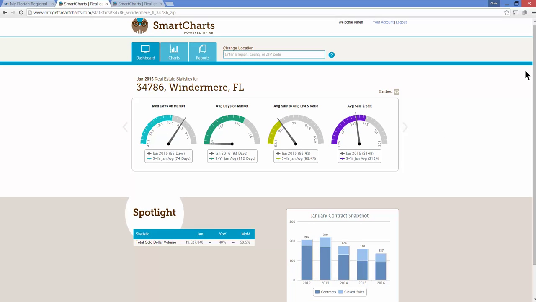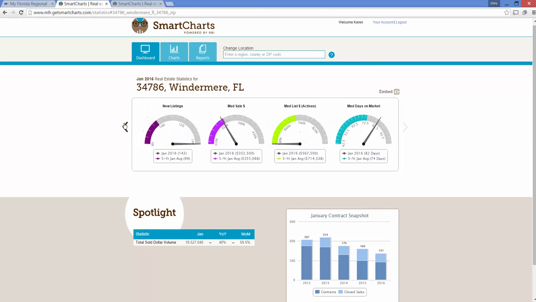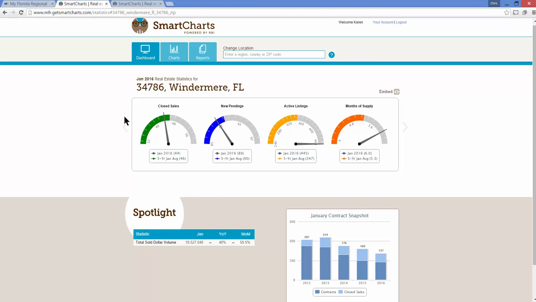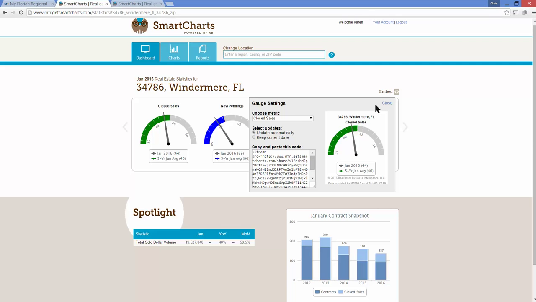Then a really nice feature, I look at these gauges, and this is nice. This pretty much can answer my question for many markets, for many zip codes. Well, hey, what's the market doing? What's going on here? But I have the option to embed these gauges directly into my website. So I can choose the metric I want. I have all those different gauges.